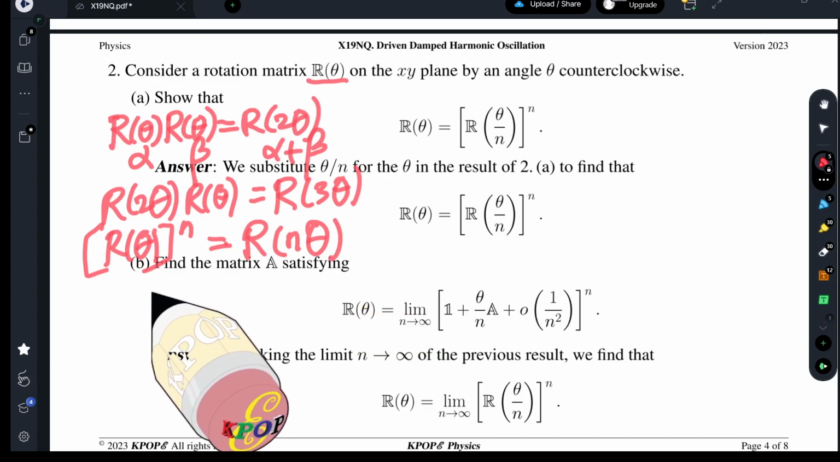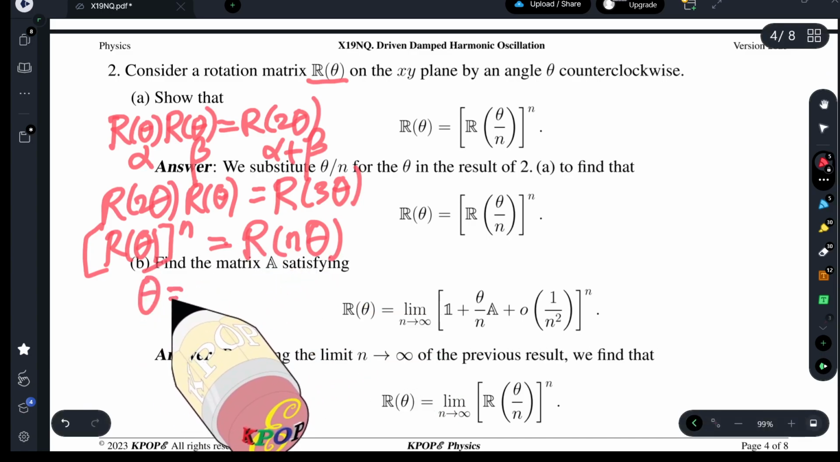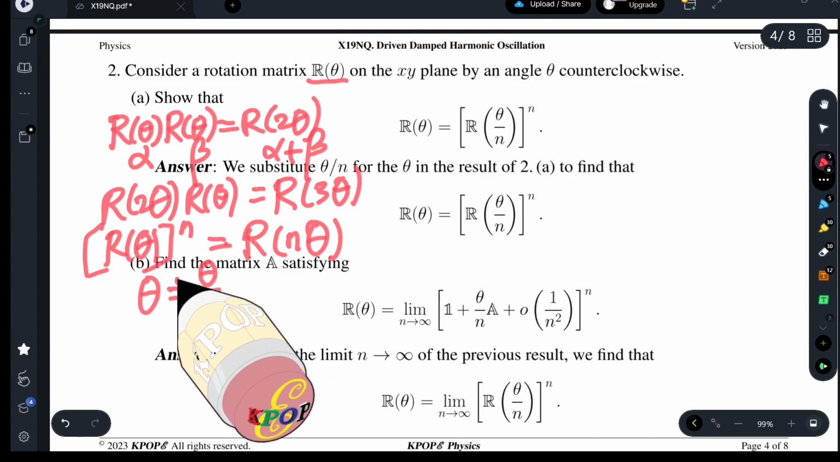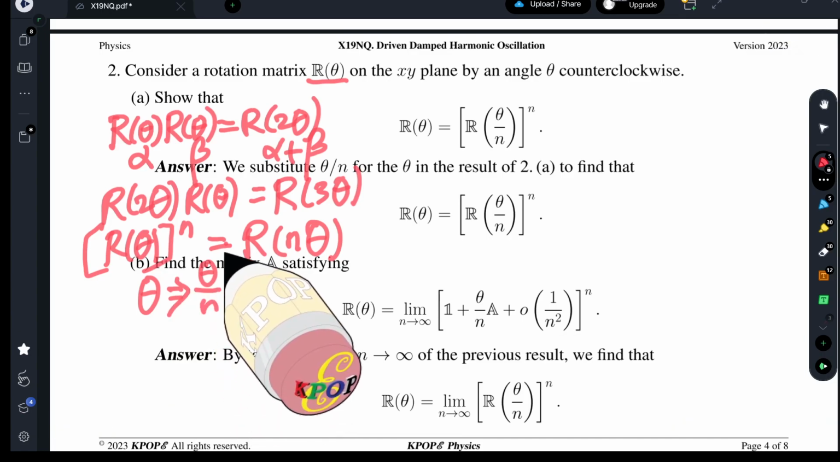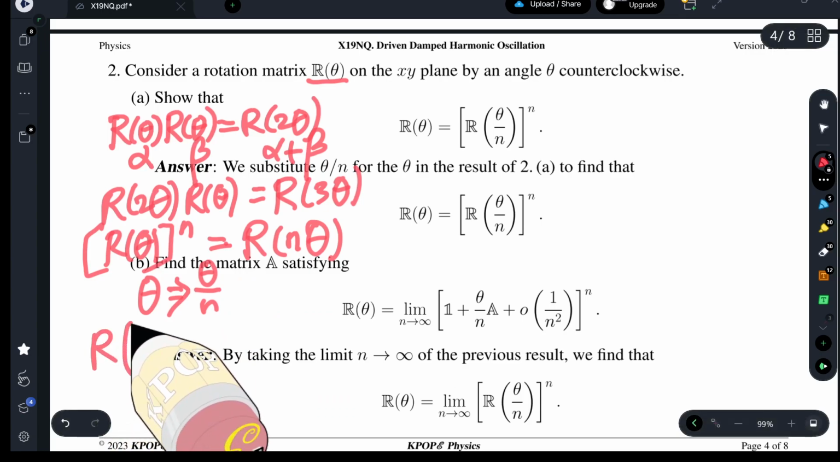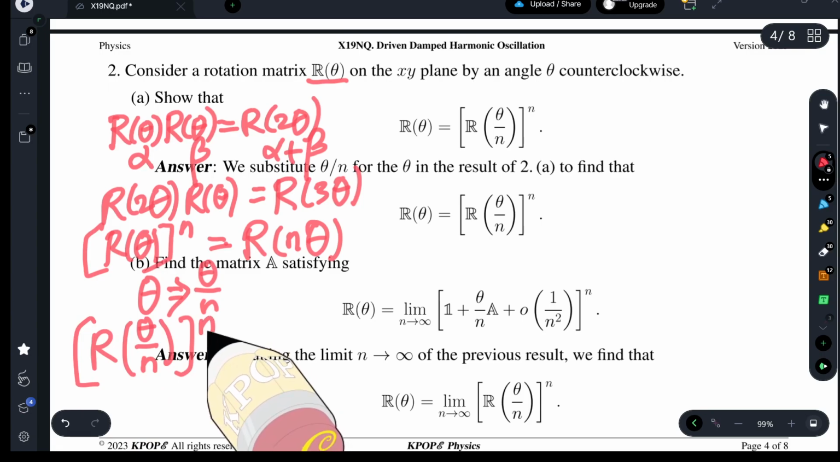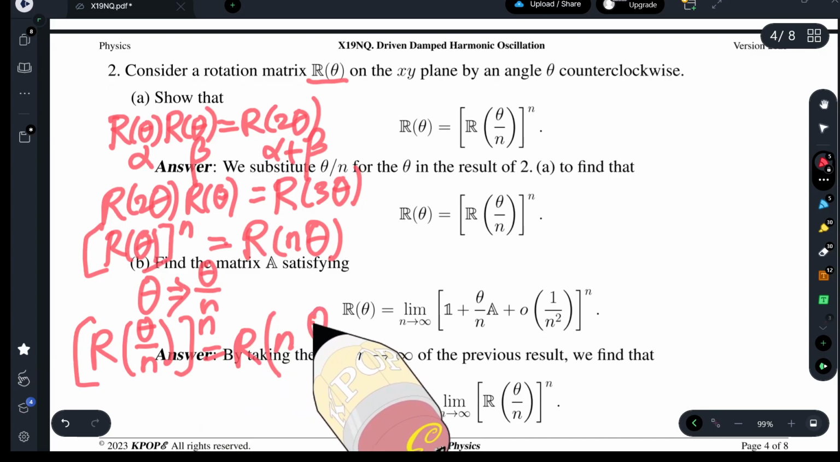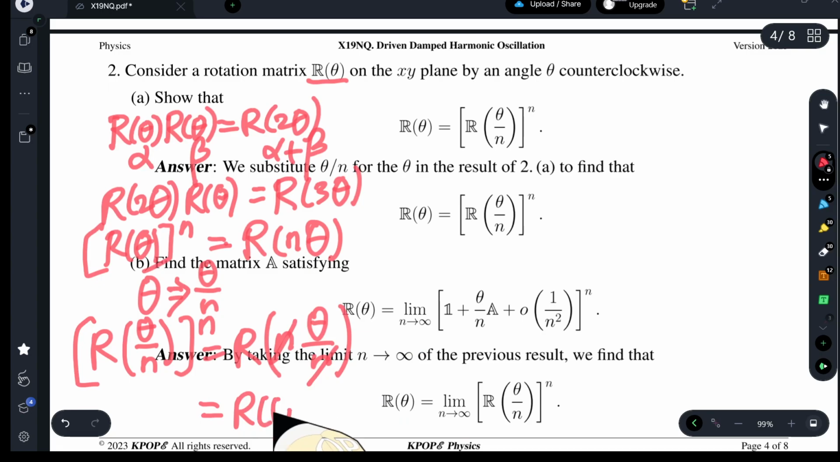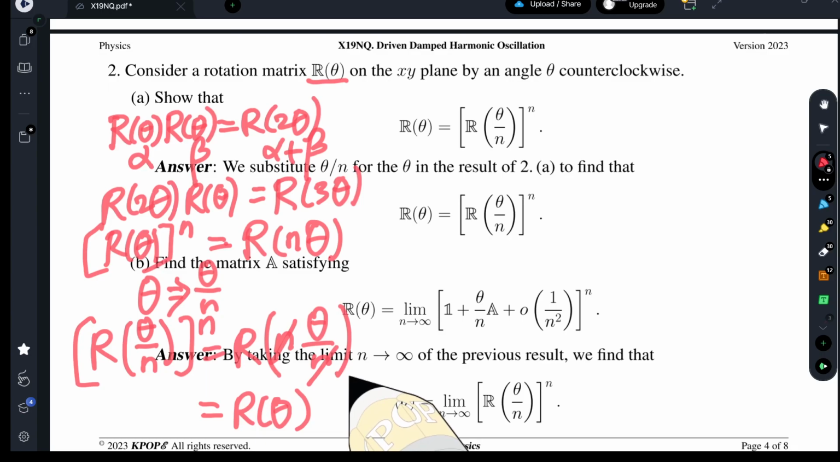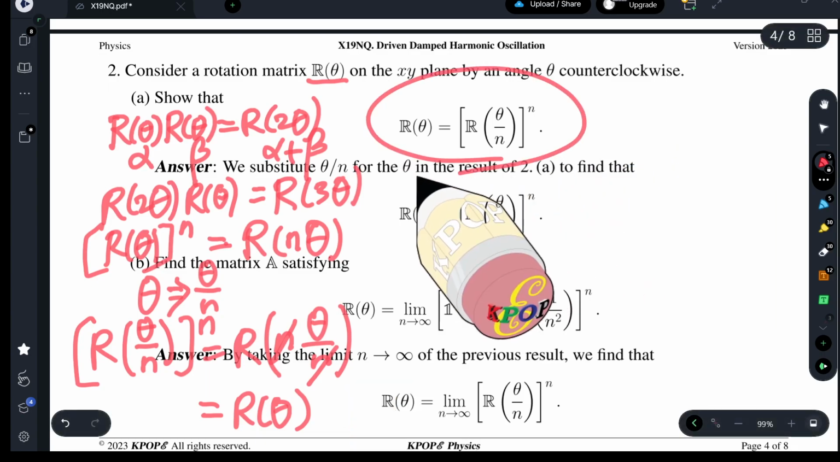What about replacing theta with theta over n? So 1 over n of theta. In that case, repeated multiplication of this n times will be R of n times theta over n. They cancel to find R theta. And this result is not an approximate value, but an exact value. All right, that's fine.